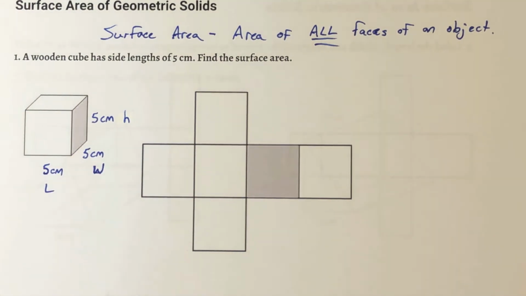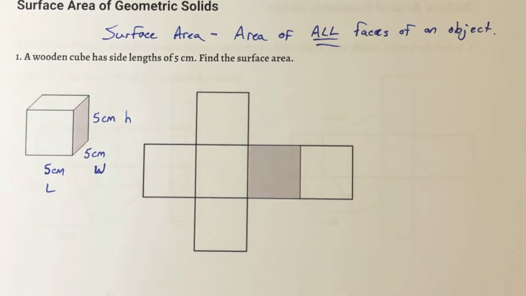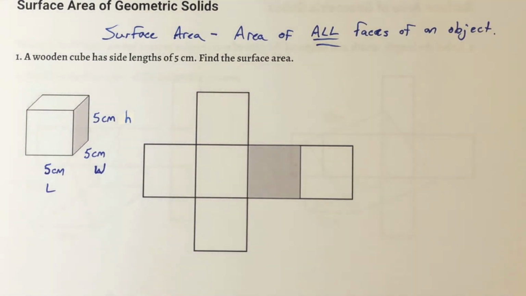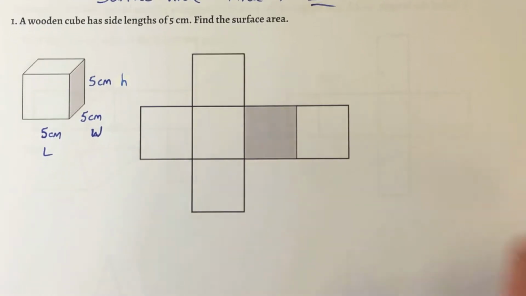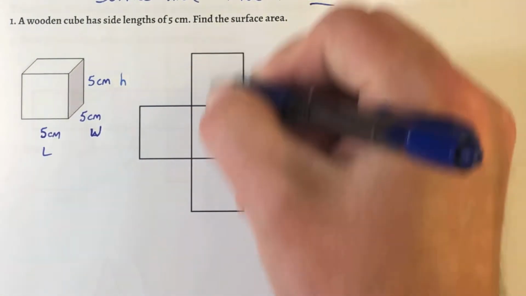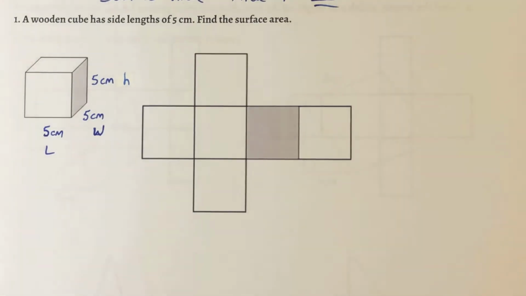Now, there's different approaches you can take to finding the surface area, or the area of all the surfaces. I guarantee you're more likely going to have better success if you start with a net. A net is simply an unfolded version of your solid object. So, this is a standard net. It consists of 4 squares long ways, and then 2 squares on top and bottom.